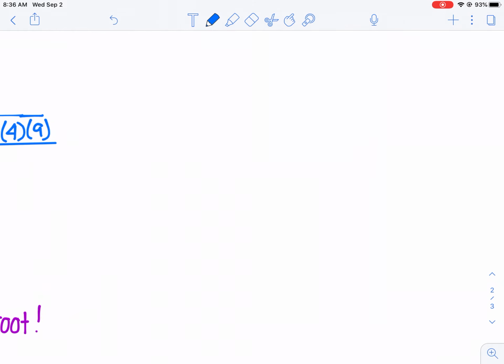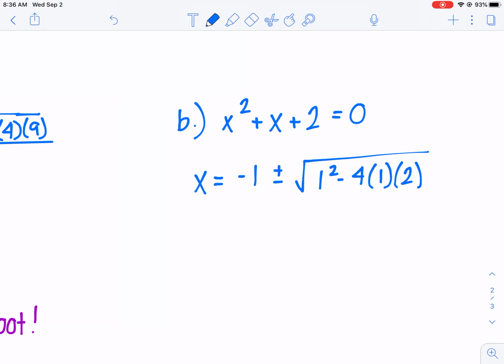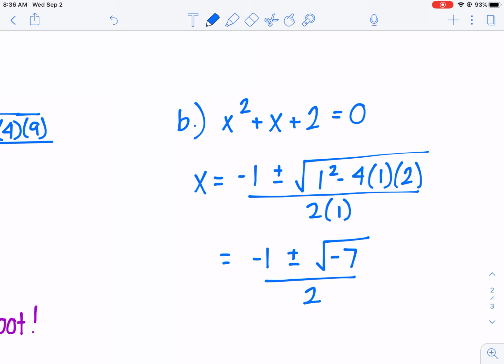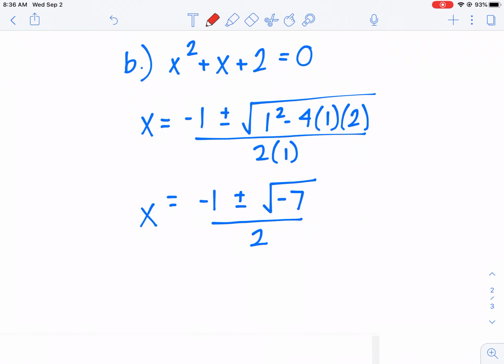Working on part B now, same thing, it already equals 0, so we're in good shape. X squared plus x plus 2 equals 0. So quadratic formula, plug in. I'm getting negative 1 plus or minus square root. I'm now getting a negative 7 on the bottom. So right away, this should look a little familiar to you. When you have a negative under the square root, this would be called an imaginary.